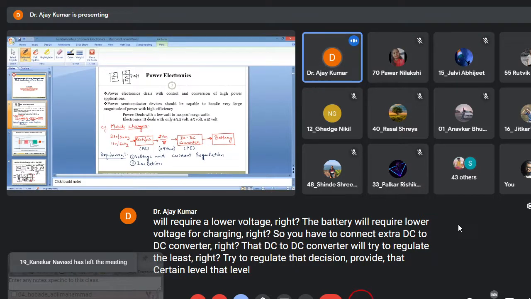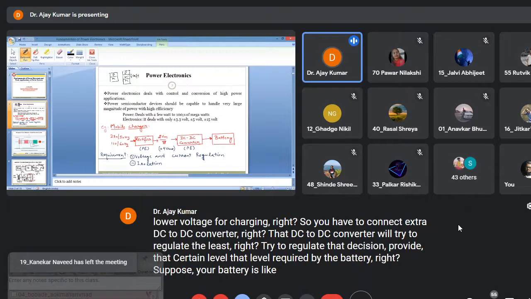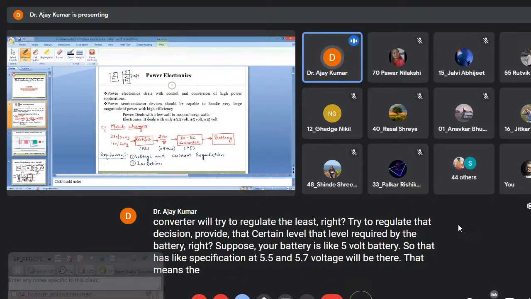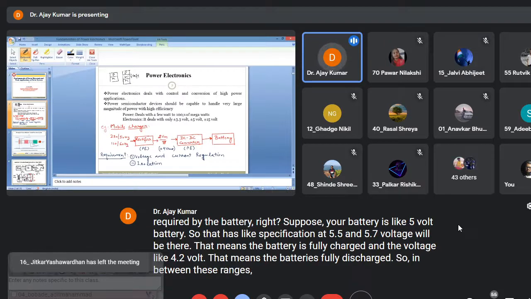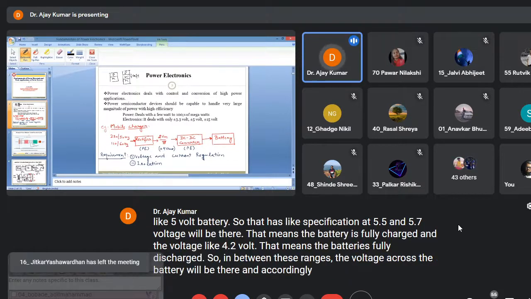Suppose your battery is a 5 volt battery, so it has a specification that at 5.5 to 5.7 volts the battery is fully charged. And if the voltage is 4.2 volt, that means the battery is fully discharged. So in between these ranges, the voltage across the battery will be there, and accordingly current will be drawn by the battery.